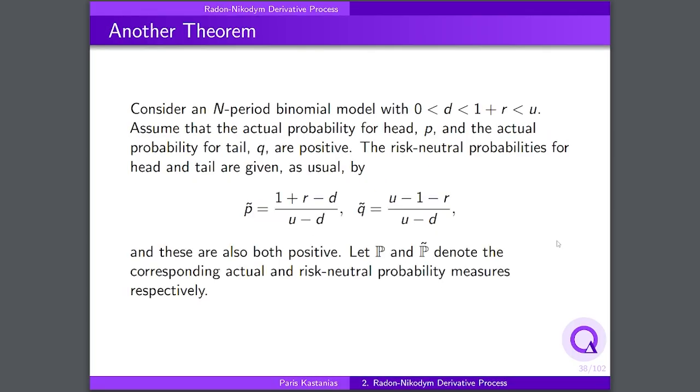And another theorem. Consider an n-period binomial model with 0 less than d less than 1 plus r less than u. Assume that the actual probability for heads, p, and the actual probability for tails, q, are positive. The risk-neutral probabilities for heads and tails are given, as usual, by those results there, which I also put on the board. These are both positive as well. Okay.